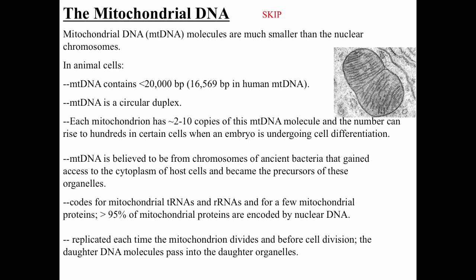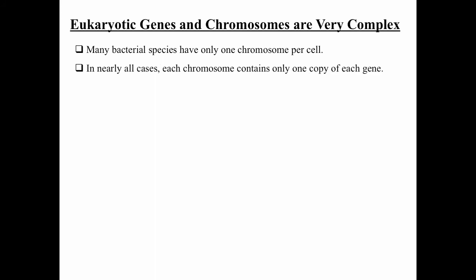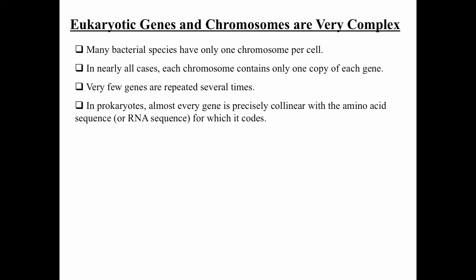We're going to skip this slide about mitochondrial DNA, and just talk about the difference between eukaryotic and prokaryotic genes and chromosomes. So remember that many bacteria species have only 1 chromosome per cell. In nearly each case, each chromosome contains only 1 copy of each gene. So very few genes are repeated several times. In prokaryotes, almost every gene is precisely collinear with the amino acid sequence or RNA sequence.